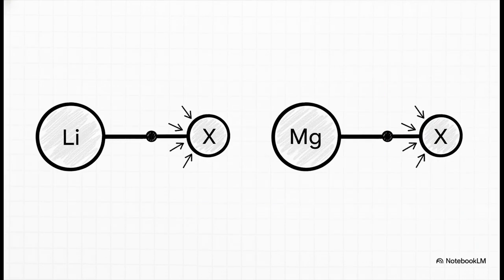And finally, reason number three, their electronegativity is practically the same. That's just a fancy word for how strongly they pull on electrons when they're in a chemical bond. So let's recap. You've got a similar size, a similar charge density, and a similar pull on electrons. That's it. That's the three-part recipe for this special diagonal relationship.